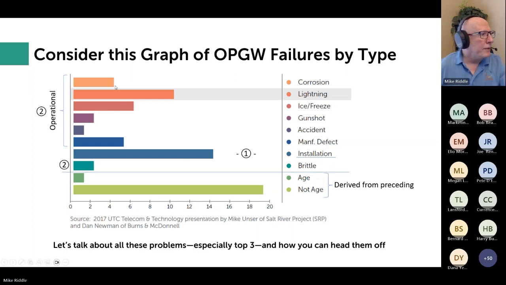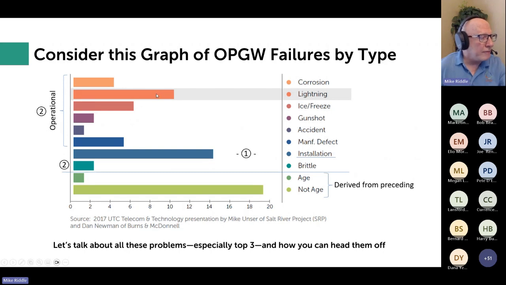So what they found was these problems: installation, number one, killer of cable, and then you see all of these others: manufacturing defect, accidents, gunshots. But notice number two is lightning. So you got number one, installation, and then your operational problems, that I'll call it. So things that happen after the cable is installed, or appear to happen after the cable is installed.